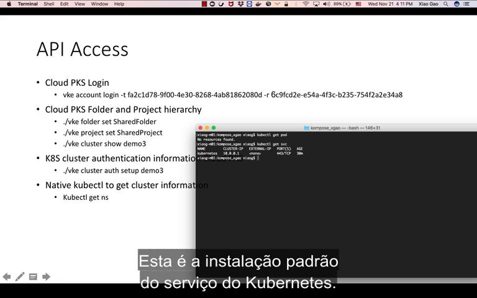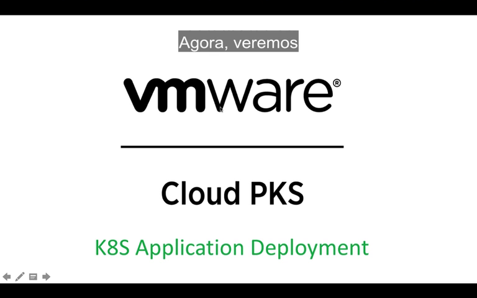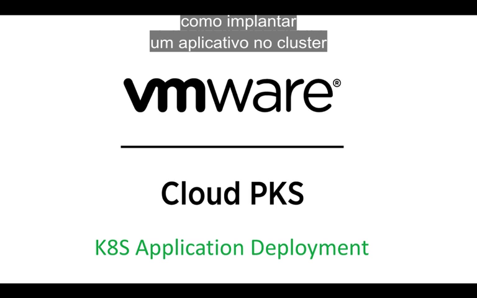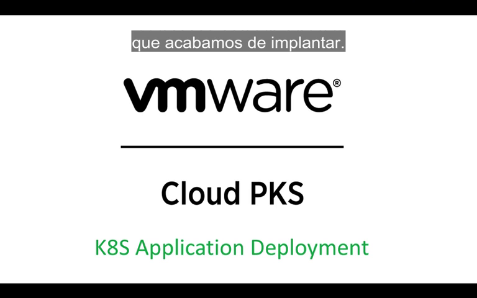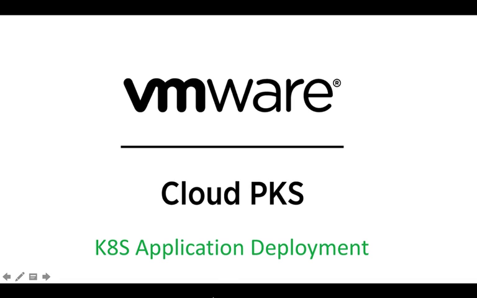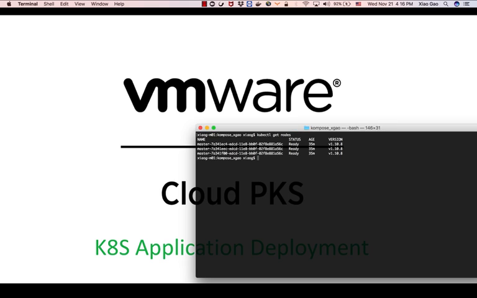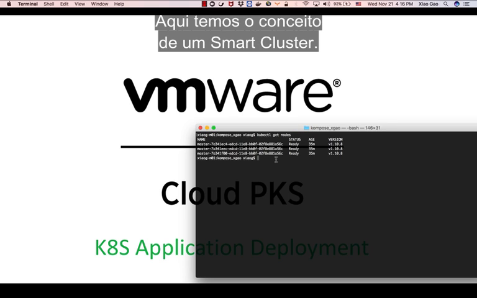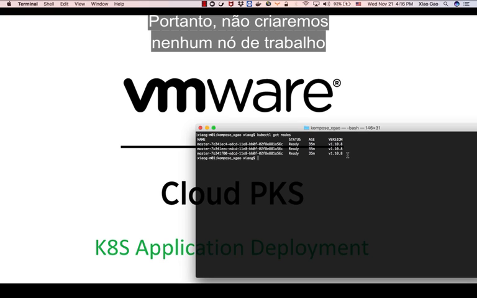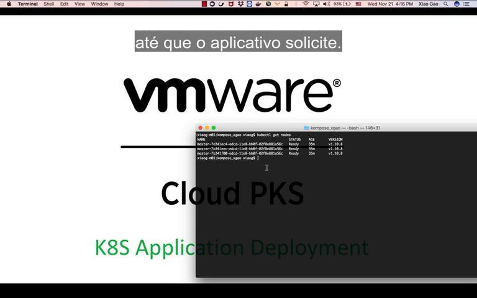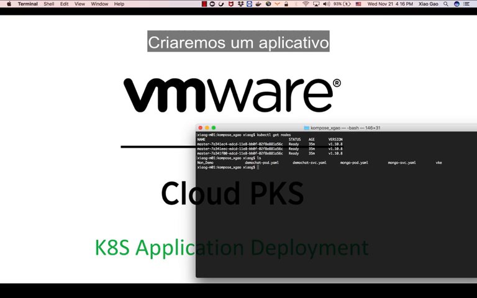This is the default Kubernetes service. So now we're going to look at how to deploy an application on the cluster that we have just deployed. So we're going to look into the node status. We have a concept of a smart cluster, meaning that we are not going to create any worker nodes until there's an application that requires it. Now let's create an application.